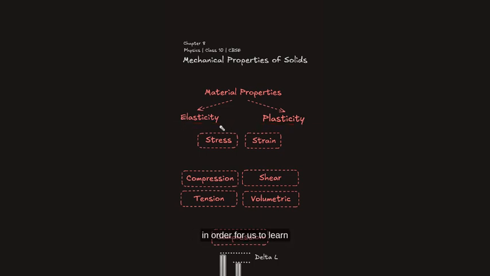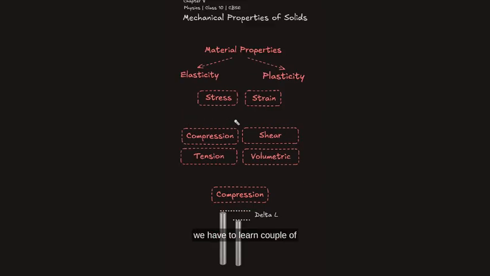Now, in order for us to learn elasticity and plasticity, we have to learn a couple of important technical terms called stress and strain. Stress is force per unit area. This is basically the restoring force. So when you push an object, try to deform it, there is a restoring force, and the restoring force acting per unit area is called stress.